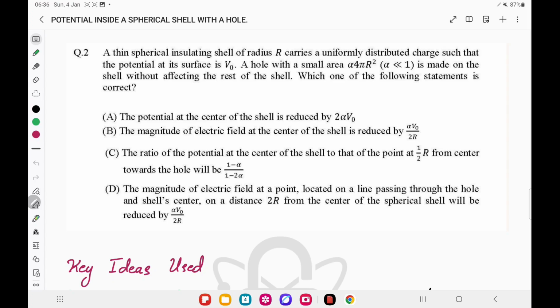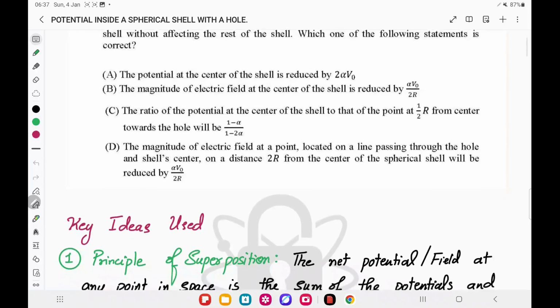Option A. The potential at the center of the shell is reduced by 2 alpha V naught. Option B. The magnitude of electric field at the center of the shell is reduced by alpha V naught by 2r. Option C. The ratio of the potential at the center of the shell to that of the point at half r from the center towards the hole will be (1 minus alpha) divided by (1 minus 2 alpha).